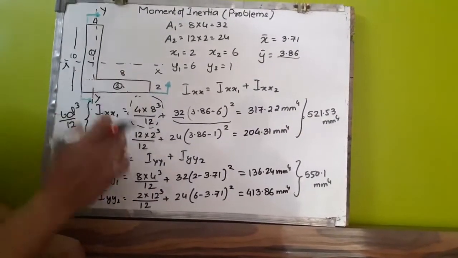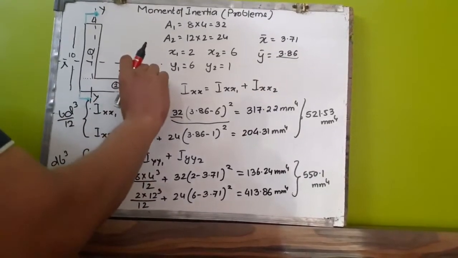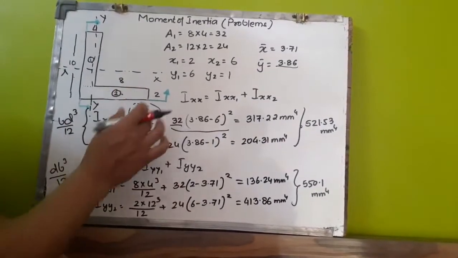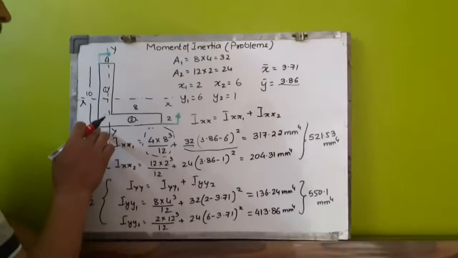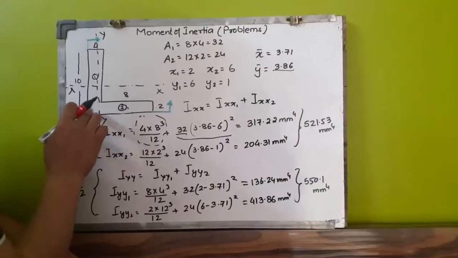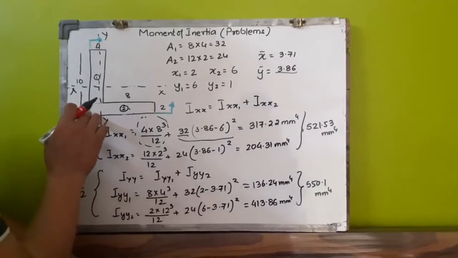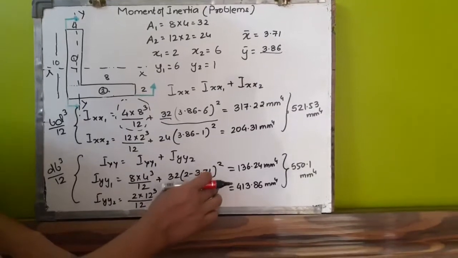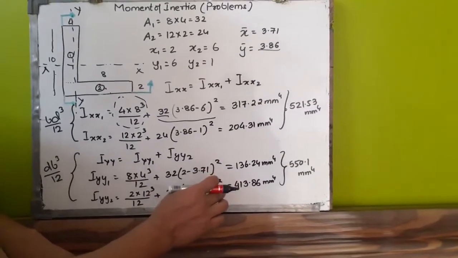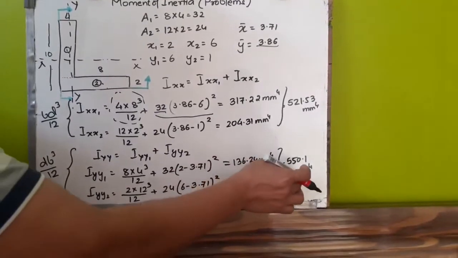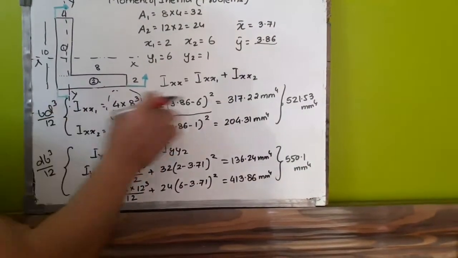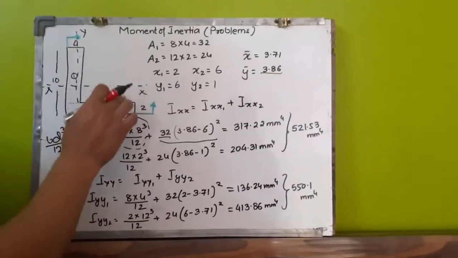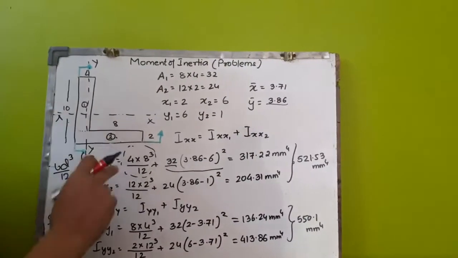Iy of 2 about this, it is 2 into 12 cube. This is d, this d is 12, so this is 2 into 12 cube by 12 plus 24 is the area. Again you need to transfer. The centroid of this about the reference frame is at a distance of 6, so this is 6, and the centroid of the entire body is at a distance of 3.71. So this is 6 minus 3.71. You write it as whole square and you find out these values. We add them up, you get Iyy of the composite section. You add these two up, you get Iyy of this composite section. So we have found out Ixx and Iyy about the centroidal axis for this L section.